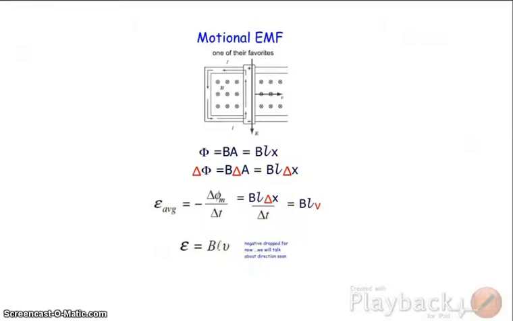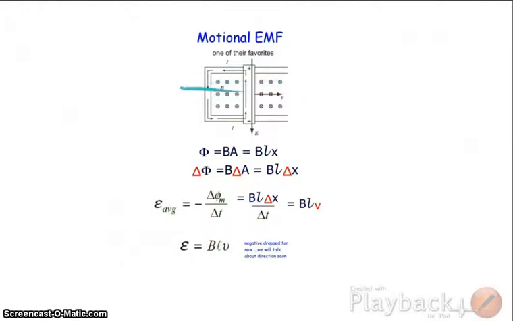Now, one of the favorite examples that they have on the AP test, and I saw at my college love these examples, is when you change the area. So you have this wire, or this conducting thing going around, and then you have another conductor connecting them. And this wire can slide up and down.